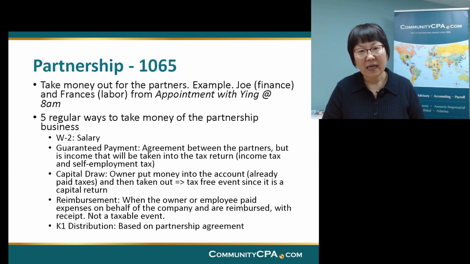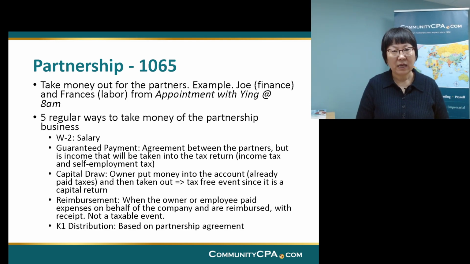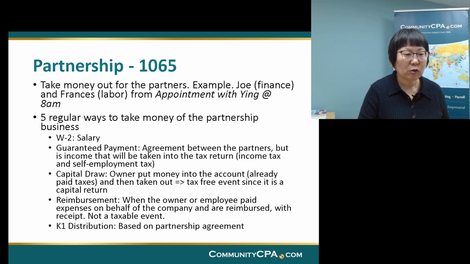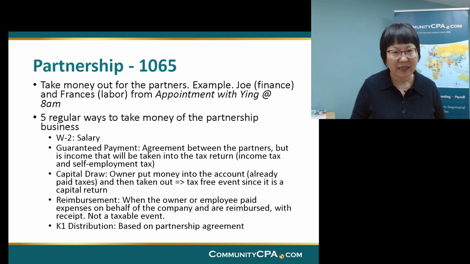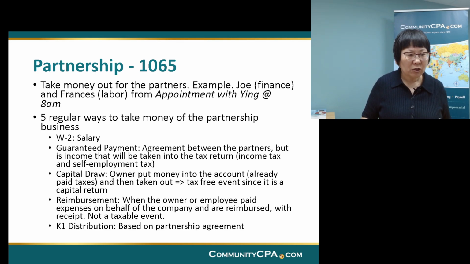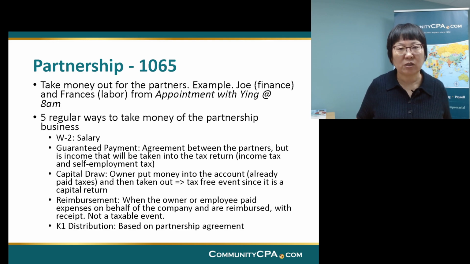Guaranteed payment goes to the partner's 1040. The partner would pay Social Security and Medicare on that as well. A capital draw, of course, you can draw tax-free when you have the basis, but once you're over the basis, it's a capital gain, right? So with reimbursement, that's very easy to understand.